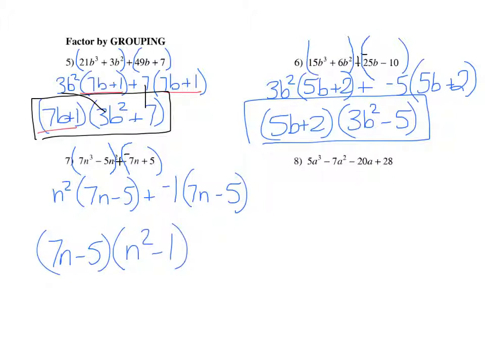Now, one of the things you should be noticing here is that one of these quantities is squared, which means you might not be done factoring. Now, I was up here. There was nothing I could do with those, but looky here. I got an n squared minus 1. That keeps going. So bring down your 7n minus 5 and factor your difference of squares. Now you get to be done.